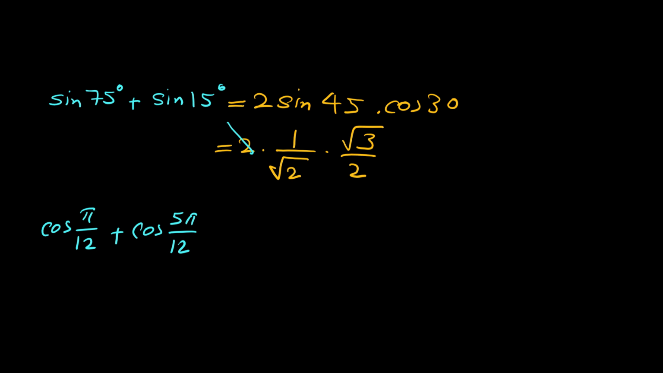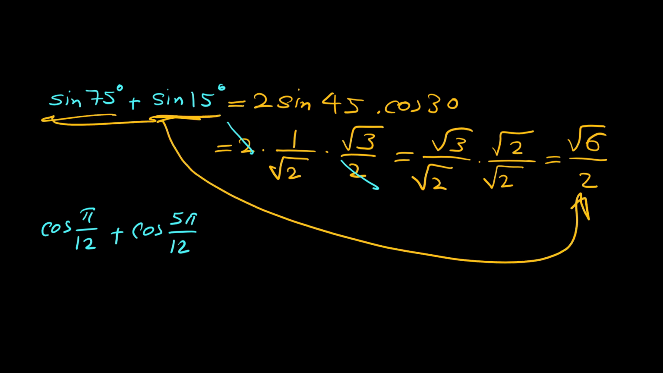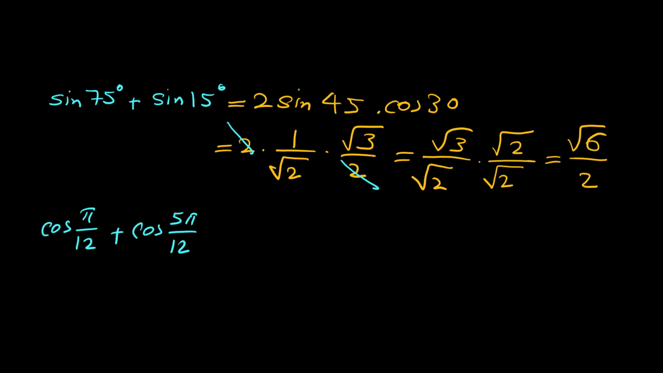These two from the numerator with these two from the denominator cancel, and we have radical 3 over radical 2. This can be your final answer, but if you like, you can rationalize this by multiplying the numerator and denominator by radical 2. Radical 2 times radical 2 is 2. Radical 2 times radical 3 in the numerator is radical 6. So sine of 75 plus sine of 15 degrees is radical 6 over 2. Look at the next example.